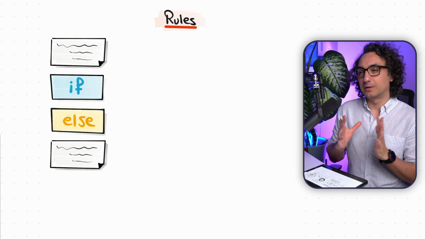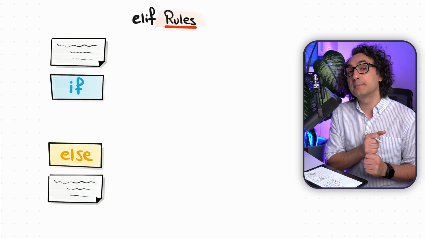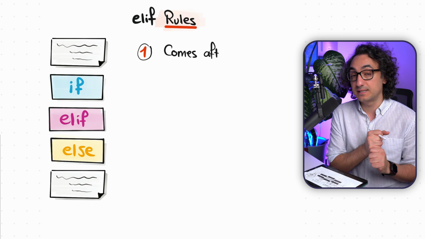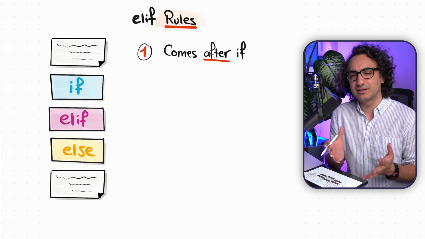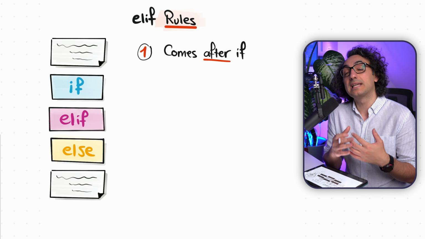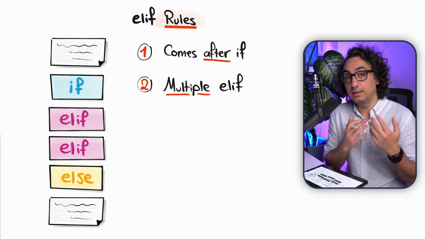Okay, so now what are the rules for the else if? So the first rule is about the position. It comes always after the if statement. So you cannot have it before it. Well, the second thing is not a rule, it's something nice. You can use as many else if blocks as you want. So you can use 1, 2, 3, as much as you want.